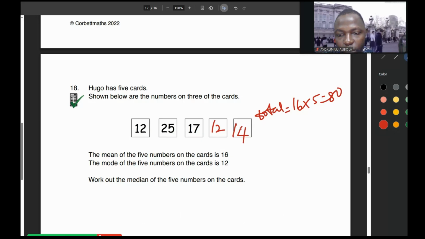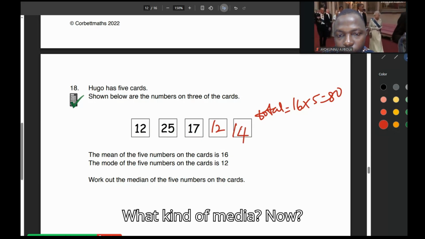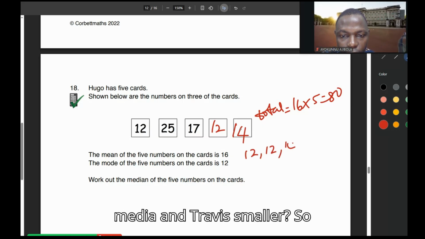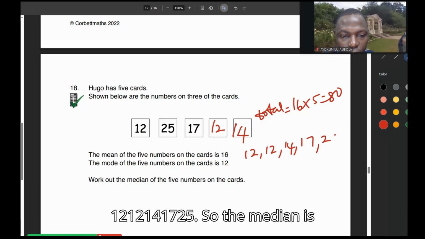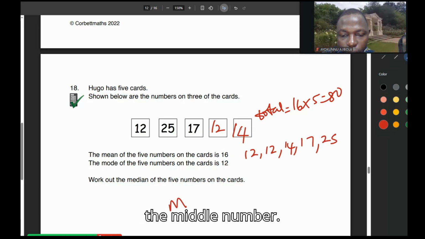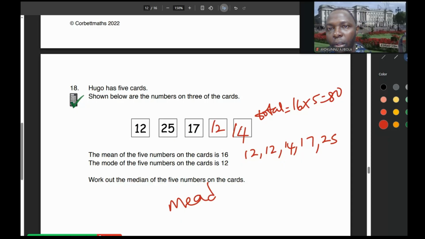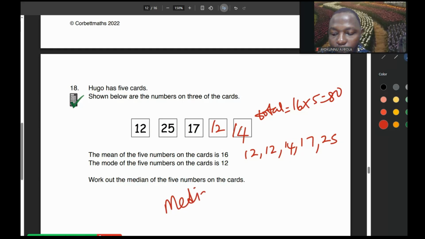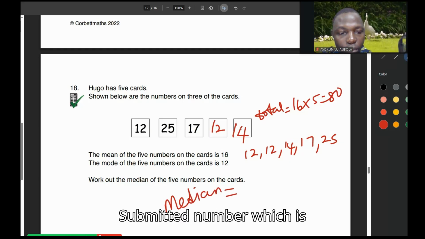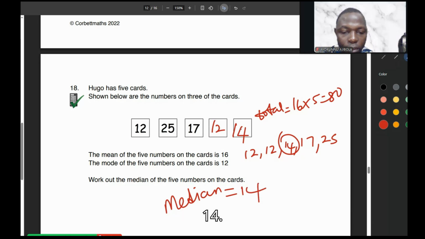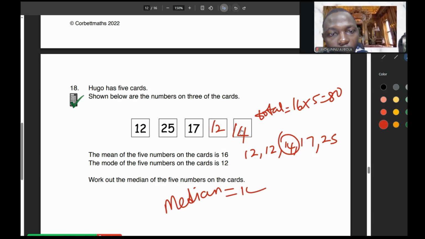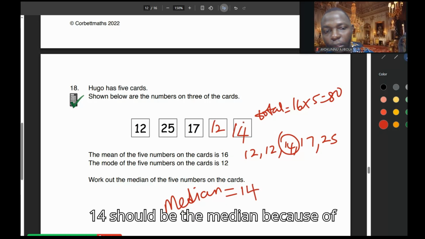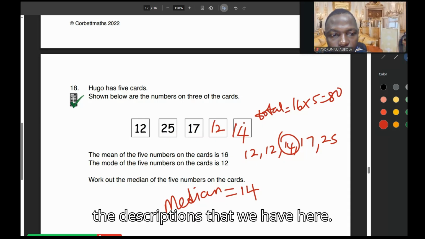So, work out the median now. How can we get the median? 12 is smallest, so 12, 12, 14, 17, 25. So the median is the middle number, which is 14. 14 should be the median because of the descriptions that we have there.